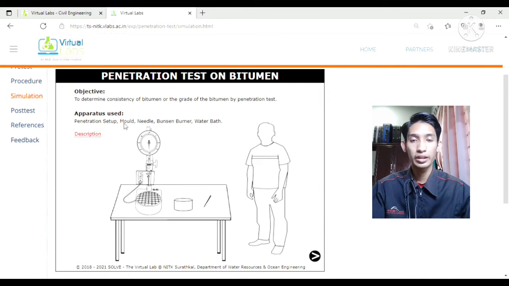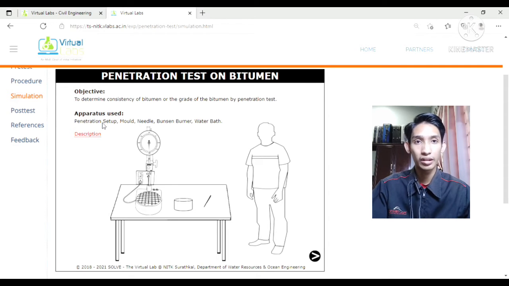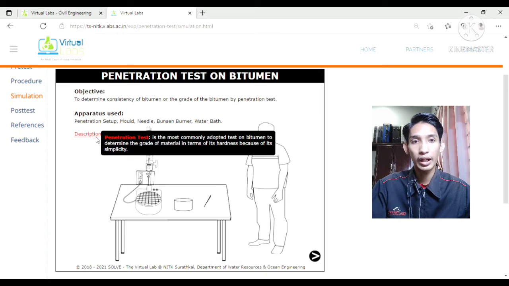Let's move to the penetration test on bitumen experiment. Objective of the experiment is to determine consistency of bitumen or the grade of the bitumen by penetration test. Apparatus used: penetration setup, mold, needle, Bunsen burner, and water bath. Description: penetration test is the most commonly adopted test on bitumen to determine the grade of material in terms of its hardness because of its simplicity.